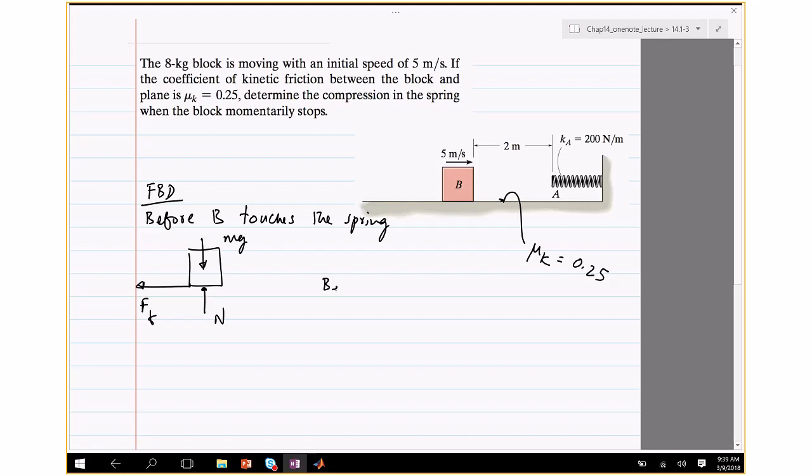We can also draw a free body diagram after B touches the spring. So in this case, there would be the normal force, there would be mg, and friction will still be there because this whole surface has friction, so the friction force is Ff. In addition, there will be a spring force, let's call it Fs.